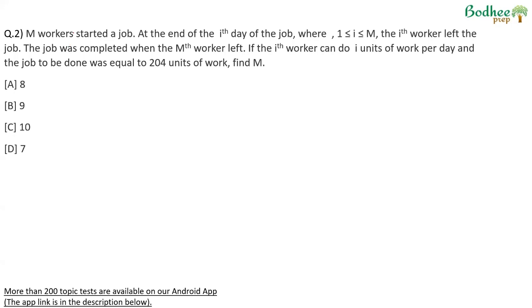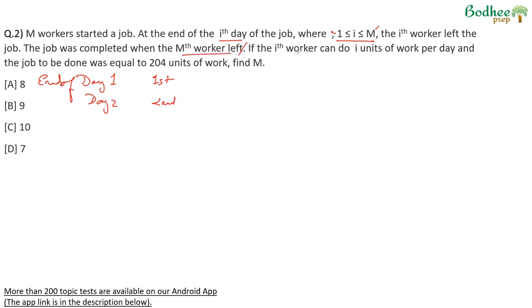M workers started a job. At the end of the ith day of the job, where i lies between 1 and M, the ith worker left the job. So, end of day 1, the first worker leaves the job. End of day 2, the second worker also leaves the job. End of day 3, third worker leaves the job, and so on. The job is completed when the Mth worker left.